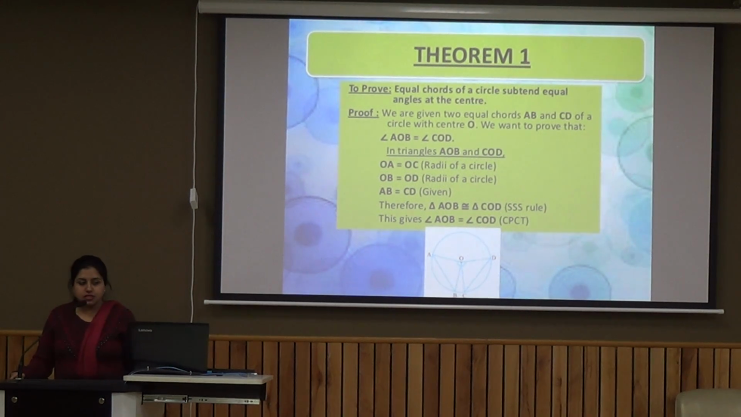Now, this chapter contains various theorems. Theorem 1 of the chapter: equal chords of a circle subtend equal angles at the center. Now in the figure you can see the 2 equal chords AB and CD, and we need to prove that angle AOB is equal to angle COD, and that can be easily proved by using the SSS congruence rule.